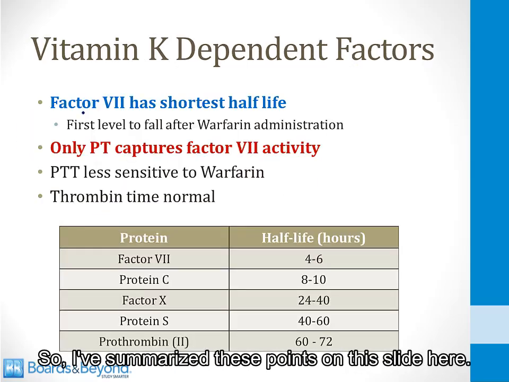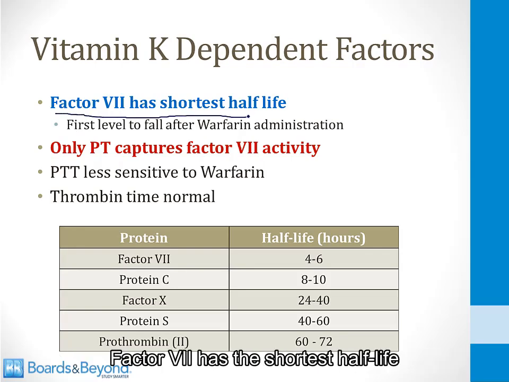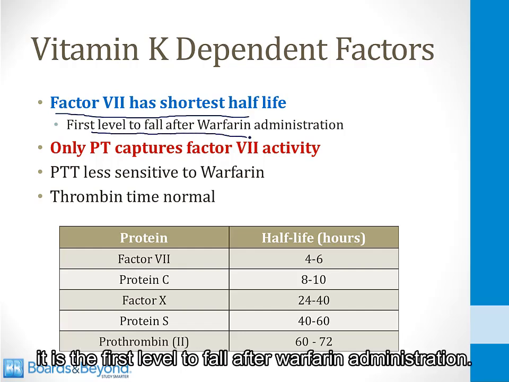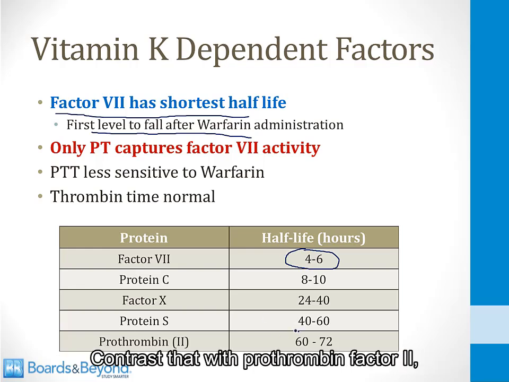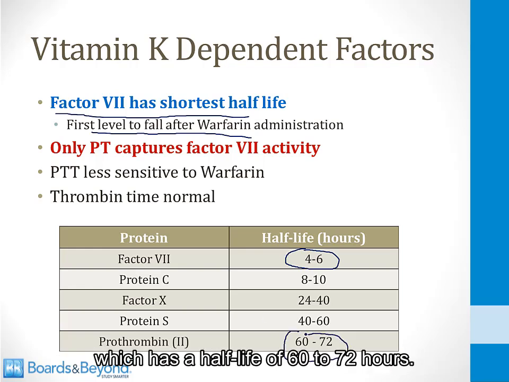So I've summarized these points on this slide here. Factor 7 has the shortest half-life of the vitamin K-dependent factors. For this reason, it is the first level to fall after warfarin administration. If you look at this table on the screen, factor 7 has a half-life of 4 to 6 hours. Contrast that with prothrombin, factor 2, which has a half-life of 60 to 72 hours.